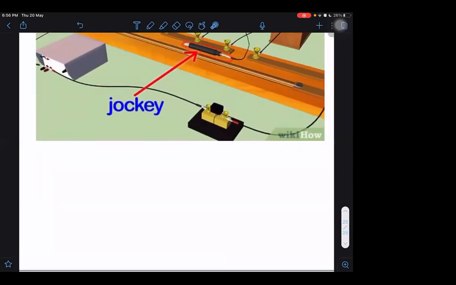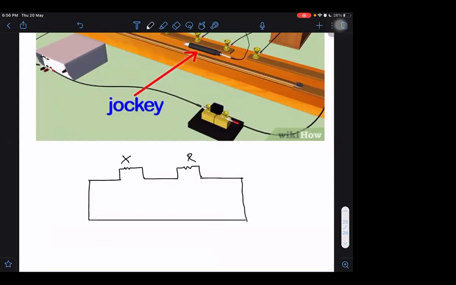Now, what is the circuit diagram? Let me make the circuit diagram now. The circuit diagram will be something like this. It is just based on the principle of Wheatstone bridge, nothing else. This is the unknown resistance X. This side is the known resistance R. And here we have this meter bridge wire, the meter bridge wire of 1 meter length. This wire which I'm highlighting is the meter bridge wire. Okay. So all the remaining are conducting wires which you are seeing here.